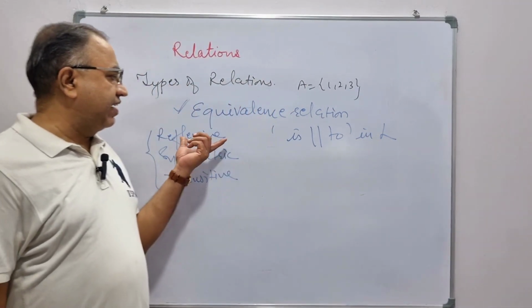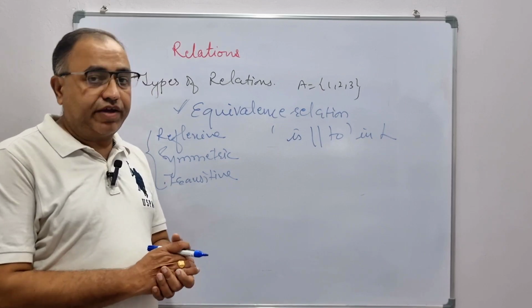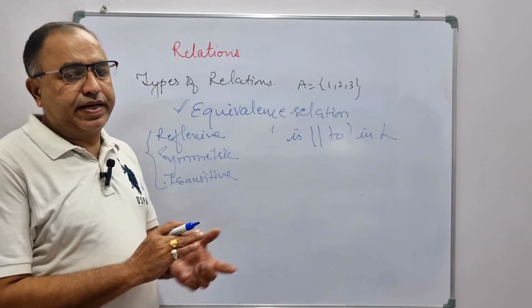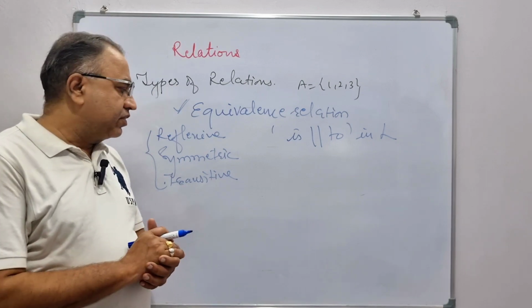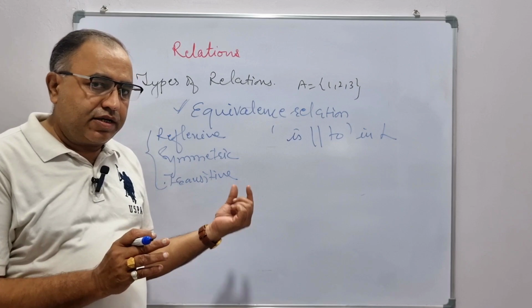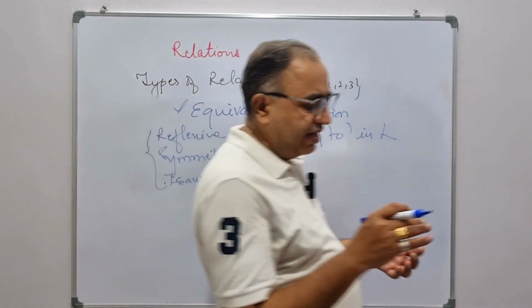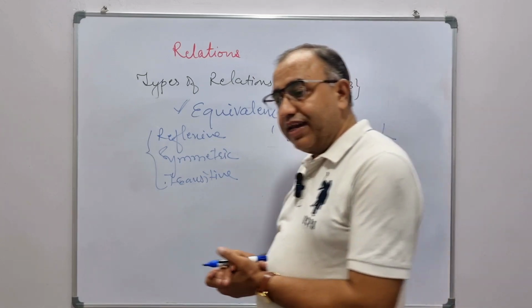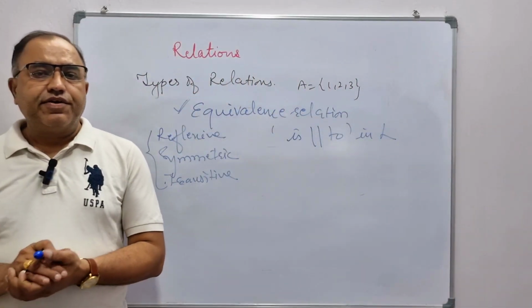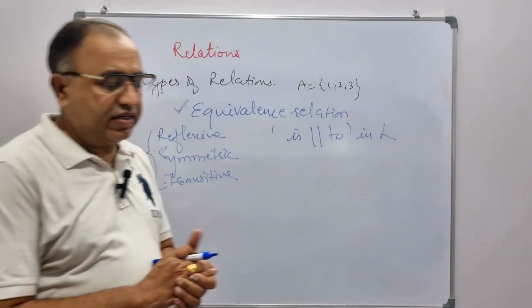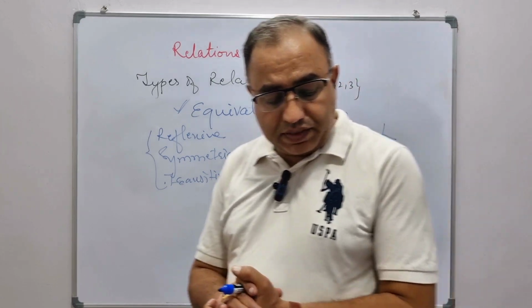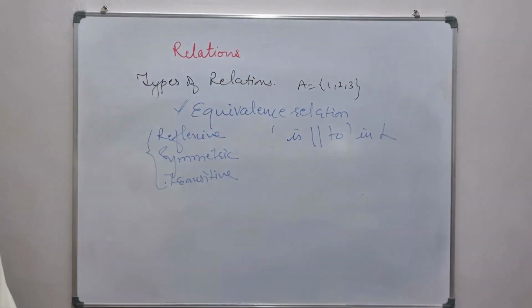How will you write? Reflexive, because you know that each line is parallel to itself. It's reflexive. And the symmetric, we all know that two lines are always parallel to each other, so it's symmetric. Transitive, if two lines are parallel to the third line, then the two lines are also parallel to each other. So that means the relation is reflexive, symmetric, transitive. Finally, since the relation is reflexive, symmetric and transitive, all three, hence it's an equivalence relation. Clear? Now we take some more examples from your NCERT book to illustrate this difference.